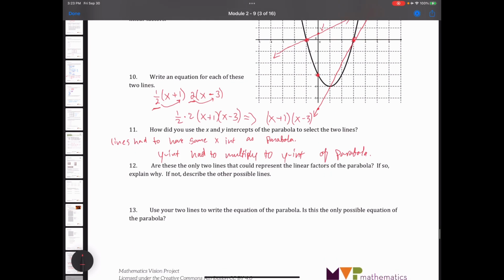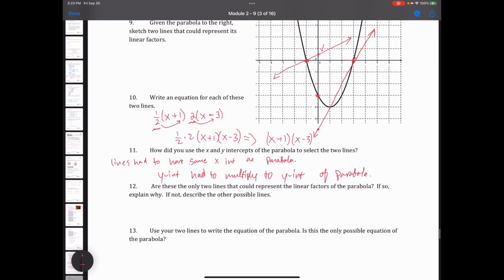So number 12, are those the only 2 lines? Well, I've showed you already now 2 sets of lines that could satisfy this parabola. So it's not the only 2 lines. We could use a myriad of lines.